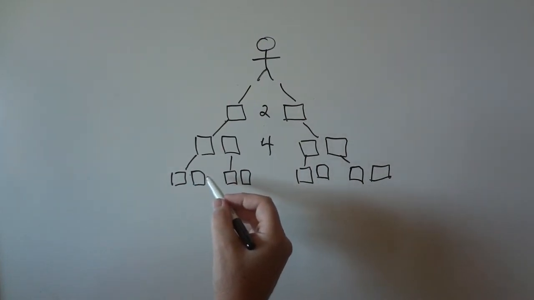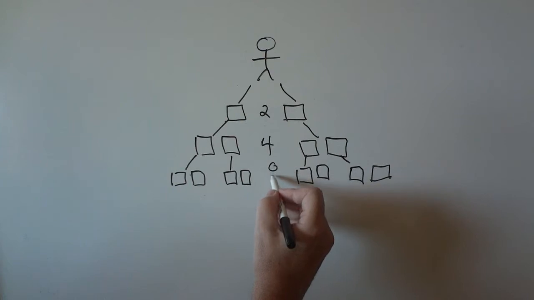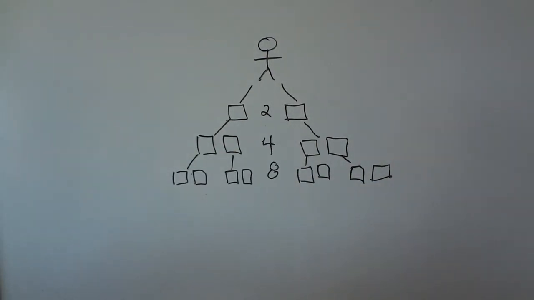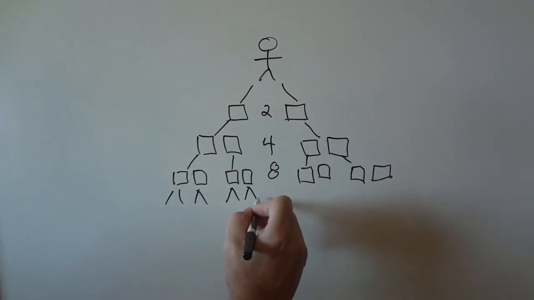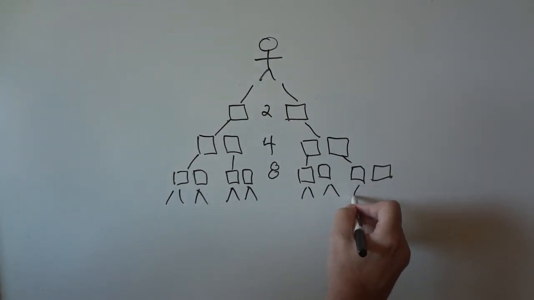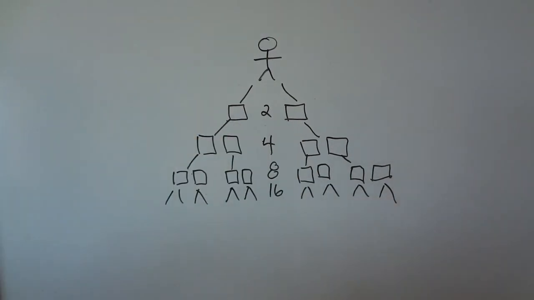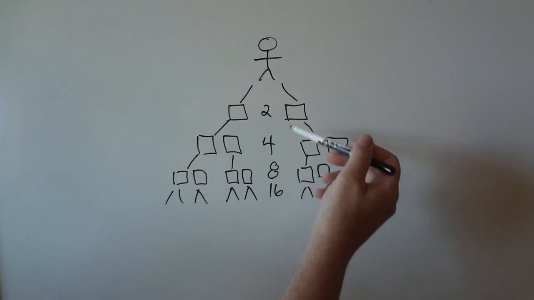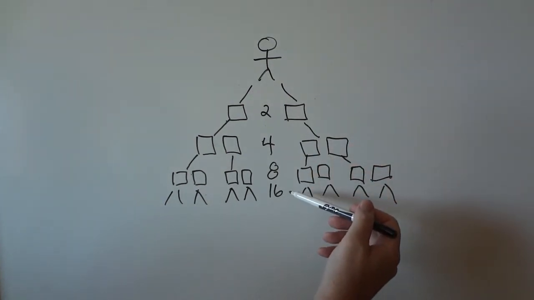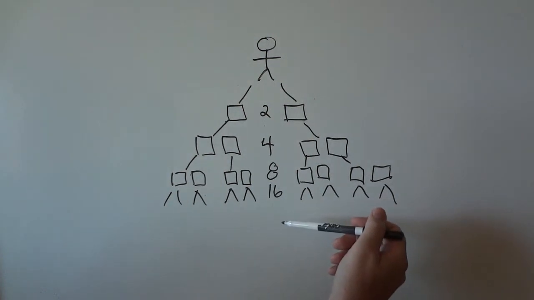Which means that you had 1, 2, 3, 4, 5, 6, 7, 8 great-grandparents. And of course, each one of them also had two parents, which means that you had 16 great-great-grandparents. So as you can see, as you go back each generation, the number of grandparents or great-grandparents, everything doubles.